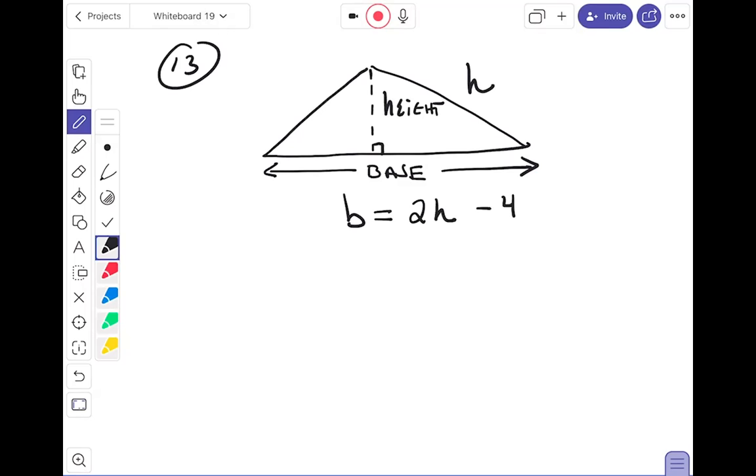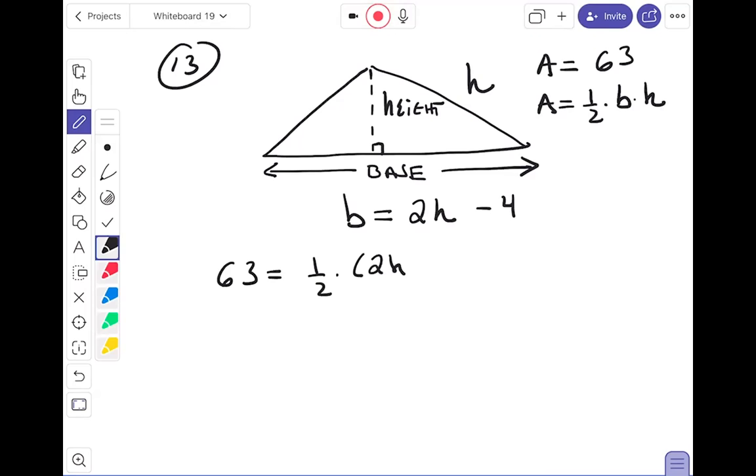We keep reading it. They say the area is 63. Well, the area of a triangle is 1/2 times the base times the height. I'm ready to write it down now. 63, the area, is 1/2 times the base. Well, what's the base? It's 2h minus 4. What's the height? It's h. What am I going to recommend you do now? Multiply both sides by 2. What do you get? Well, 2 times 63 is going to be 126. 2 times 1/2, this is an association, by the way, is 1. So what am I left with? 2h minus 4 times h.